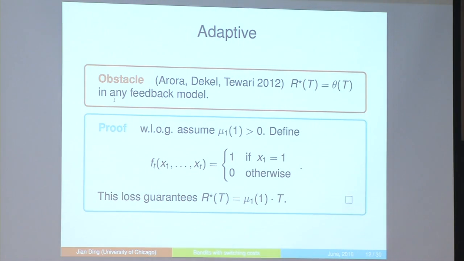Now let's look at a more malicious adversary, which is adaptive. This one is easy to solve, but it's hard to learn. And this is observed in the paper of Arora, Dekel, and Tewari in 2012. It basically says if the adversary can be adaptive, it's just unlearnable in any feedback model. Because you can just say, well, suppose you have taken action one, then all the loss values will be one. Otherwise, it's just zero. Then there's not much you can do about it. This is not a very hard result.